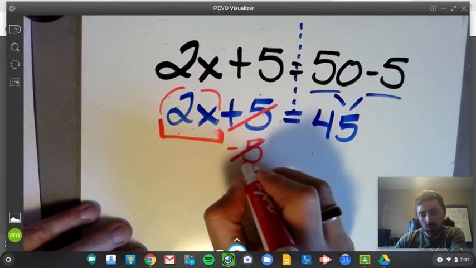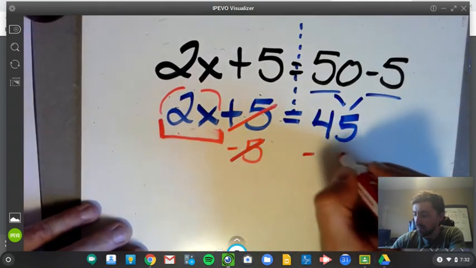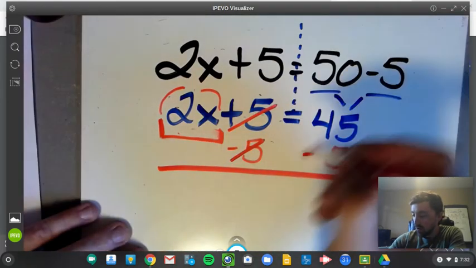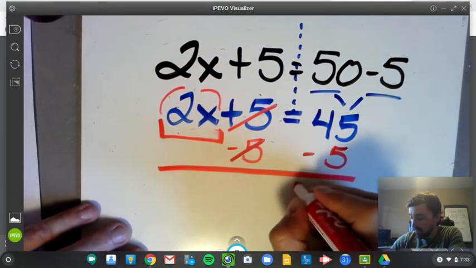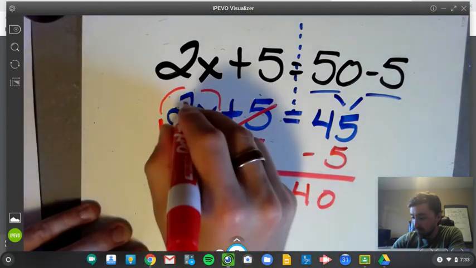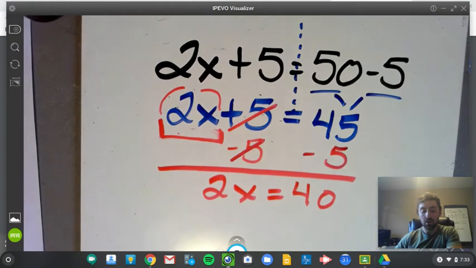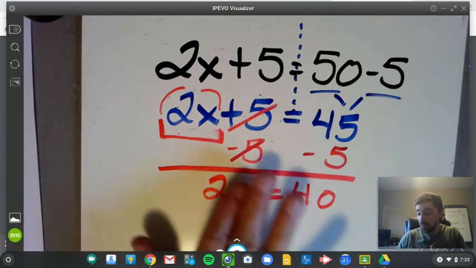But whatever we do to one side, we have to do to the other to maintain that balance. So we have to subtract 5 as well. So 45 minus 5 gives us 40. And now we bring down what's left. The rest of our equation is 2x equals 40. So that's step 4. We're already halfway done. The next step, step 5, was whatever you do to one side, you do to the other.